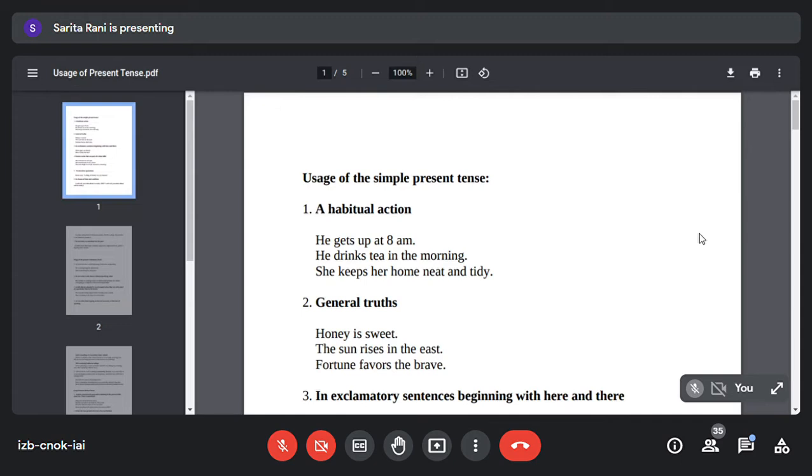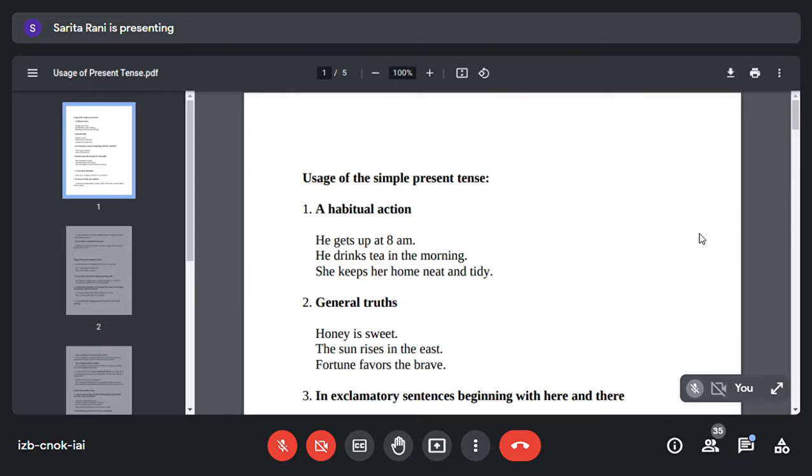Now, what is V1? V1 is the present form of the verb. Verbs are divided into three categories: present form of the verb, past form of the verb, and past participle form of the verb. These are called V1, V2, and V3. We also have the ing form, which is called the present participle, and we can consider it as V4. Very good.